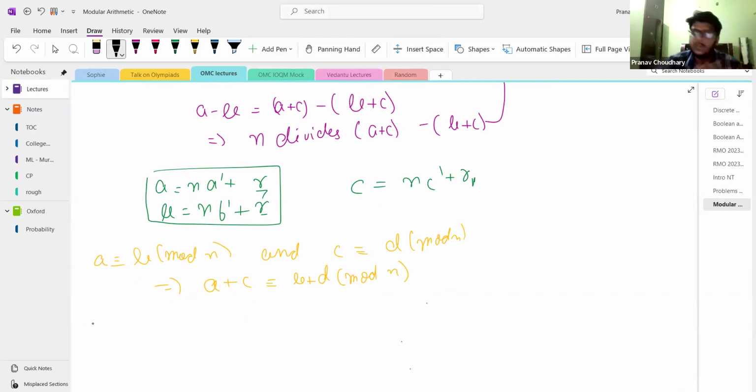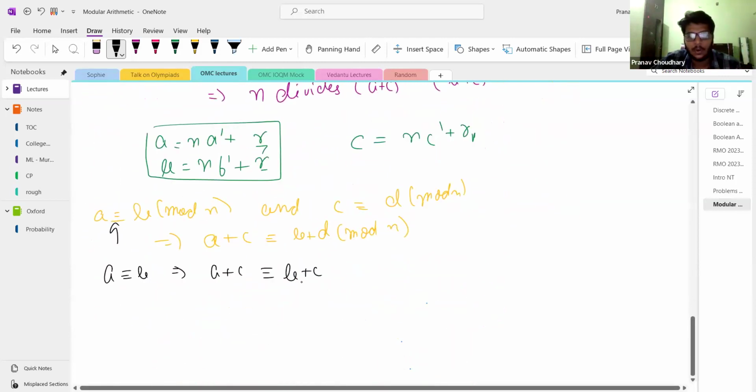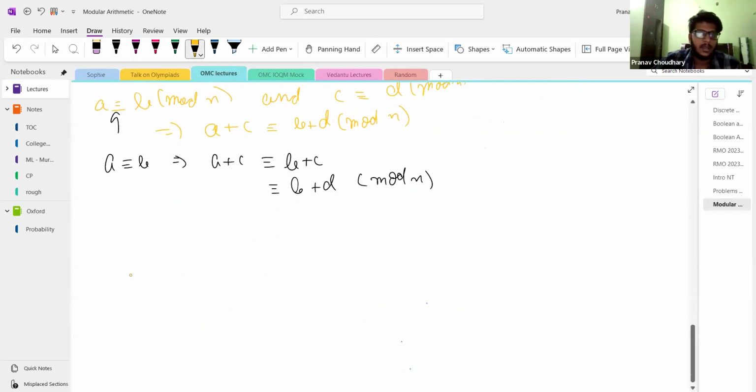Another way to see this is to look at why equality holds in modulus. That's a very wrong thing to say, but anyway. What I can do is add C to both sides here. So A congruent to B implies A plus C is congruent to B plus C. I'm not writing mod n, but it's understood. Now I know that C is congruent to D, so I can write this as B plus D. It's the same thing, just another way to look at it. Now, the other things I'll not be proving. You can take those as exercises, but it is approximately the same thing as what you do in integers.